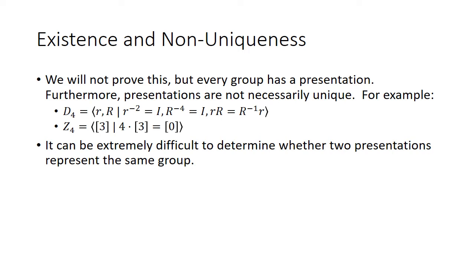We could also write it using the same little r and big R as before, but if we make this exponent here -2, and if we make this one -4, that's another presentation that would give rise to the same group. And another example with Z4, the cyclic group Z4, we could have used the element 3 as the generator instead of 1. So that is not a unique presentation either. And it is actually extremely difficult to determine whether two presentations represent the same group.